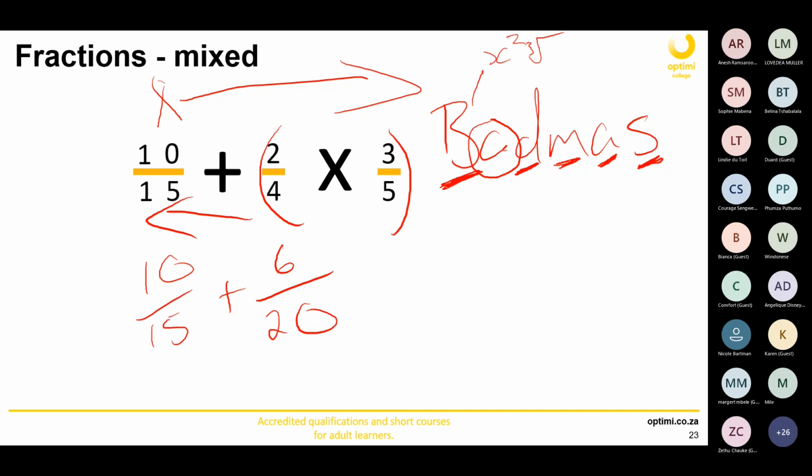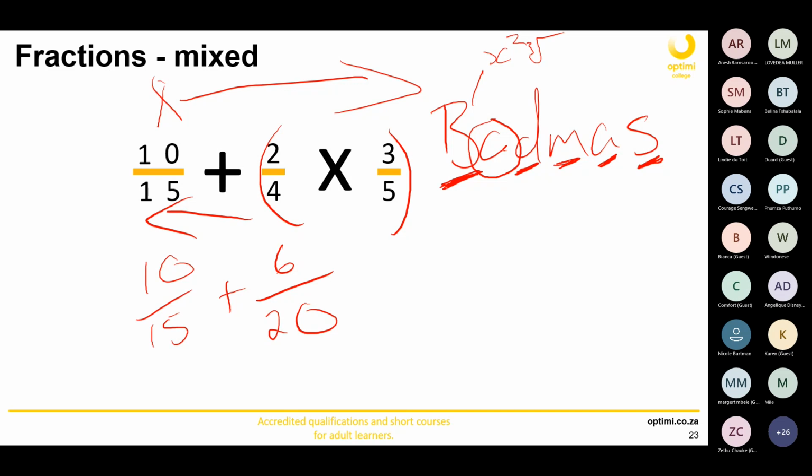How do I get from 15 to 5? You divide by 3. Look at the top. What is 10 divided by 3? Can I do that? Ten divided by 3. Can you do that without getting a decimal? You can't divide 10 by 3 without getting a decimal.